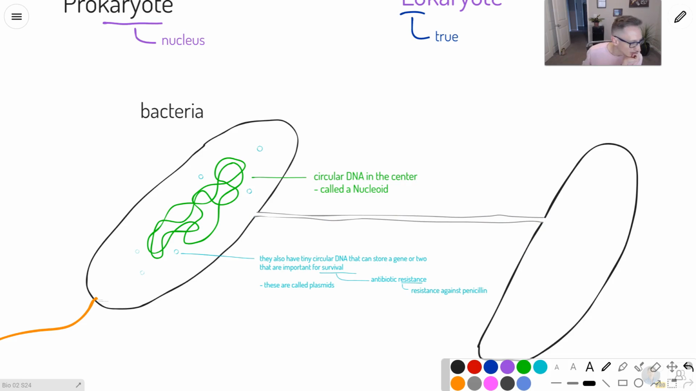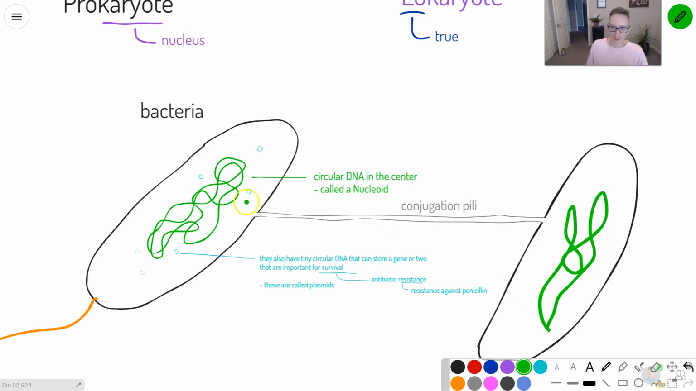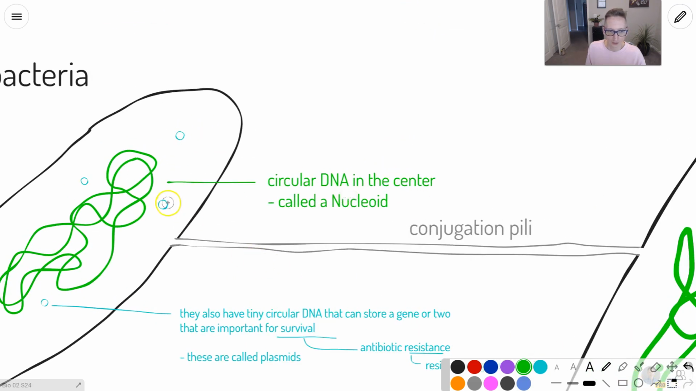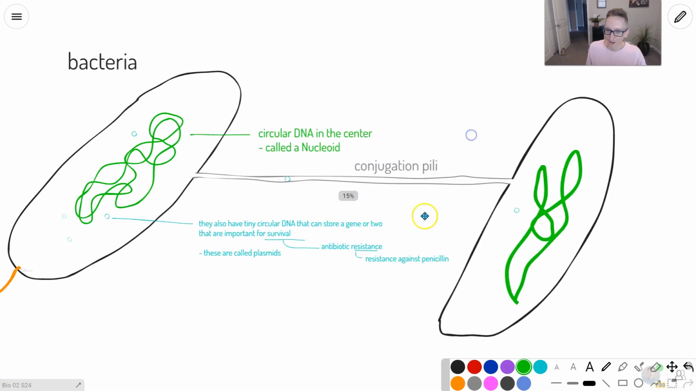Bang. Okay, this thing is called a conjugation pili. Pretty cool. Conjugation pili. Pretty nifty. And this bacteria would, of course, have its nucleoid, like so. But let's say it doesn't have these plasmids that this bacteria does. And let's say maybe there's some penicillin around here. So this bacteria can actually make copies of these plasmids and transfer them through this conjugation pili to this other bacteria.